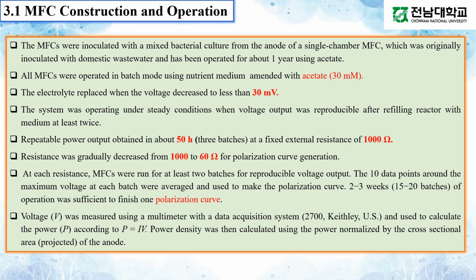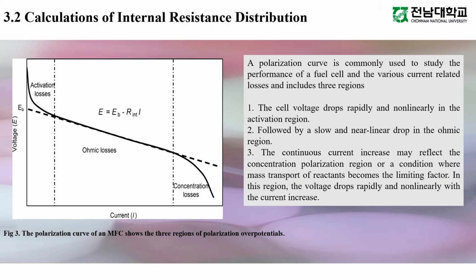2 to 3 weeks, which means 15 to 20 batches of operation, was sufficient to finish one polarization curve. Figure 3 shows the polarization curve of a microbial fuel cell, showing the 3 regions of polarization overpotentials. A polarization curve is commonly used to study the performance of a fuel cell and the various current-related losses, and it includes 3 regions. 1. The cell voltage drops rapidly and non-linearly in the activation region.